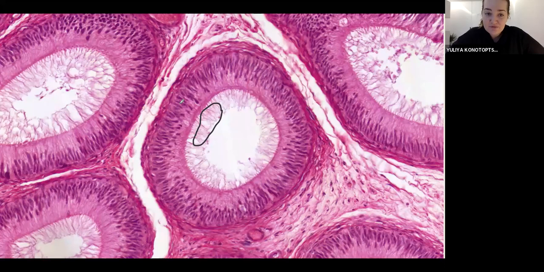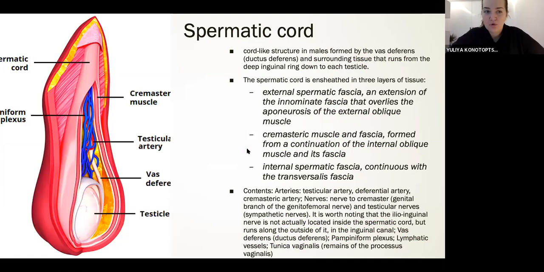Ductus epididymis, right? So epididymis, sorry, with the pseudostratified columnar epithelium, and these are the stereocilia. So we move on, and here we will have spermatic cord. As you remember, spermatic cord is a structure which is going to be connecting your testis all the way to your prostatic urethra. And inside of the spermatic cord, you have lots and lots of structures.